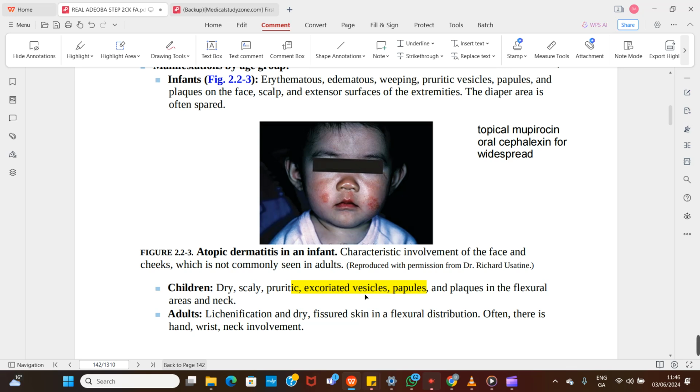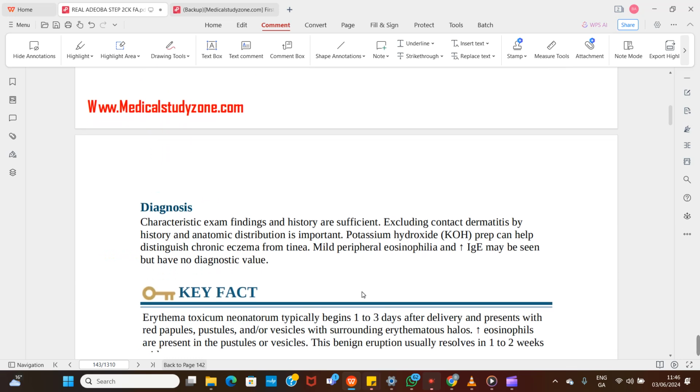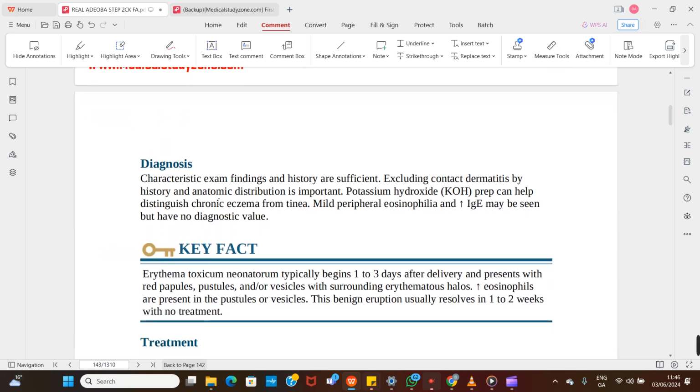So that is it about atopic dermatitis. And how do you make a diagnosis? Most of the dermatologic disorders are clinical diagnosis. You have to have that at the back of your mind. Most of them are clinical diagnosis. But sometimes you can have some degree of overlap, so you might want to exclude. So you might exclude your contact dermatitis by the history and the anatomic distribution. Most of the time, contact dermatitis is not widespread. It's just confined to a certain area that is getting exposed to the irritant or the allergic agent, right?